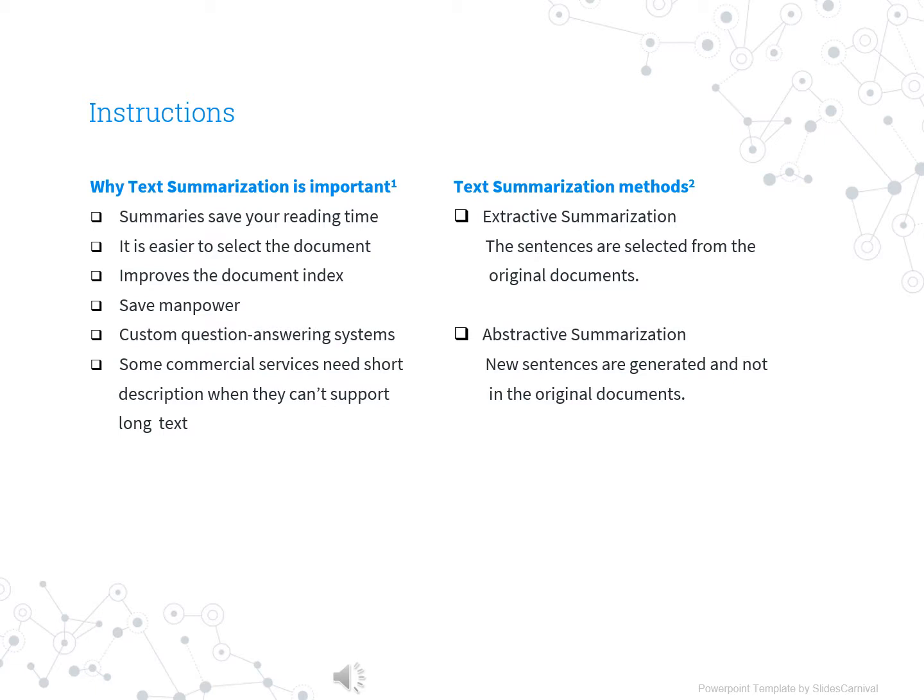Which text summarization methods are being used? One is called extractive summarization. The sentences are selected from the original document. Another one is abstractive summarization. New sentences are generated that are not in the original documents.